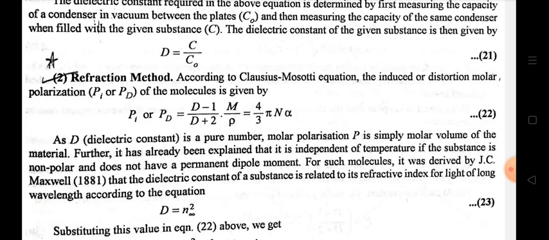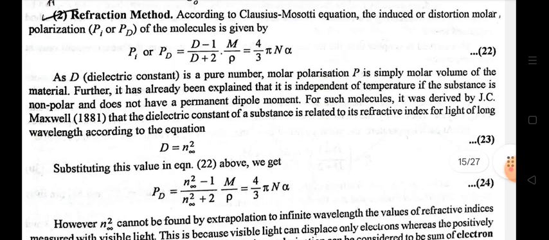For such molecules, it was derived by J.C. Maxwell in 1881 that the dielectric constant of the substance is related to its refractive index for light of long wavelength according to the equation D is equal to n infinity square. Substituting this value in equation 22, we get Pd is equal to (n infinity square minus 1) upon (n infinity square plus 2) into M by rho, that is equal to 4 by 3 pi N alpha, that is our equation 24.